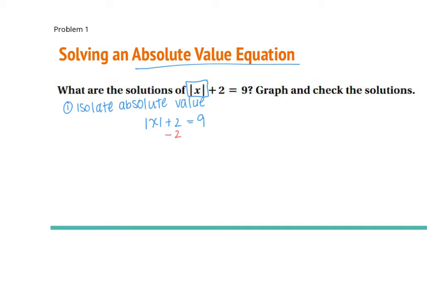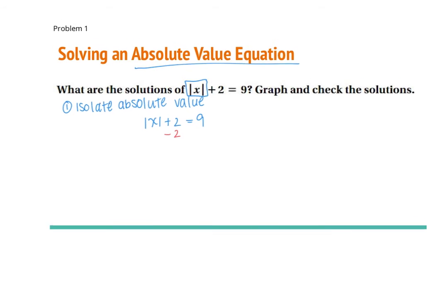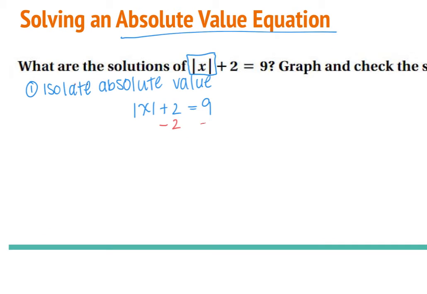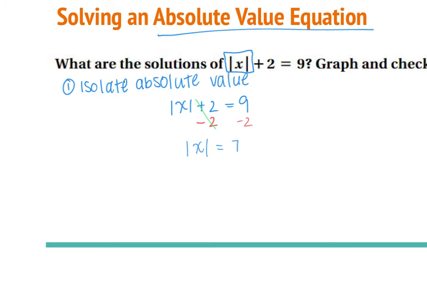The reason we're subtracting 2 is because we want to get everything that's on the same side of the absolute value, which is our +2, and move that over to the other side. So we're going to subtract 2. These will cancel on this side, and we're going to be left with the absolute value of x only on the left equals 9 minus 2, which is just 7. So step number 1, isolate absolute value. We have our absolute value by itself on that left side. Okay? So we're golden so far.